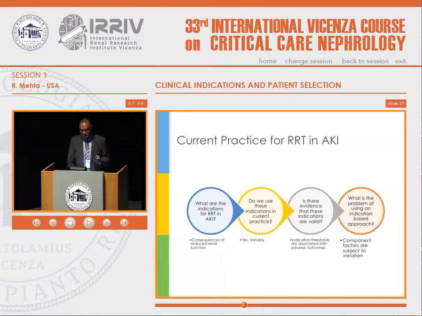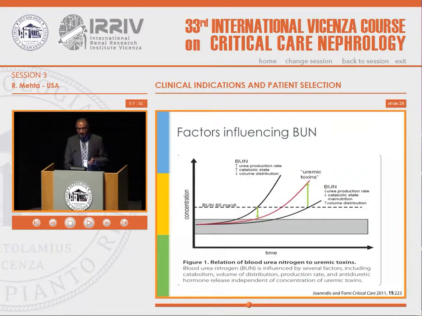The question is, is this the right approach for us to be taking? Because as I've already suggested to you, this is sort of an end result of the complications of a failing kidney, where we say we should be actually dialyzing these patients. So let's ask the next question: what would be affecting these parameters that we rely our clinical judgment on so much? Well, take a look at this.